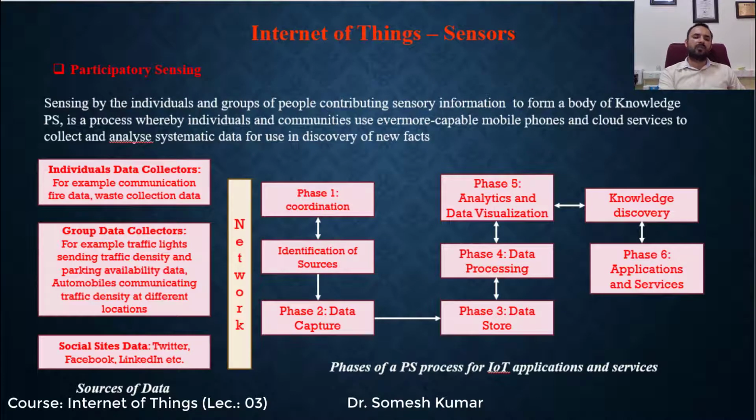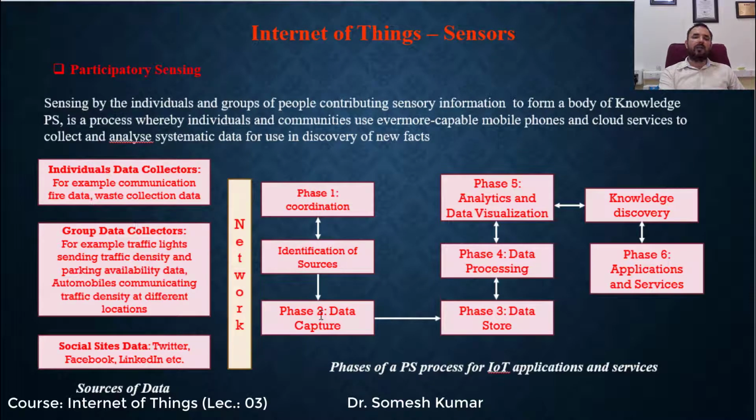So all these are our source of data, fine. This is our network, fine. So this data is sent to this network. So these are the phases of our participatory sensing process for the IoT application. Now the first phase of this participatory sensing is the coordination or identification of the sources. So in the first phase, the coordination between these data sources and the identification of these sources are done.